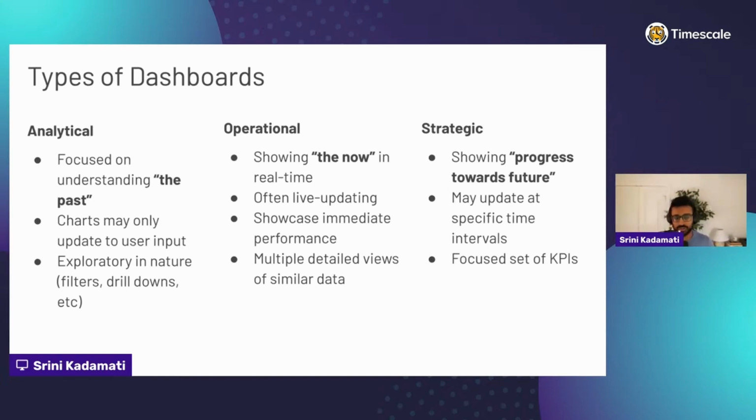Strategic, so showing progress towards the future. So this may only update at specific intervals, like once a week, once a day. This is more about progress towards a set of KPIs or goals. So I think we can all think about how, in an organization, which of these three would show up in your day to day.